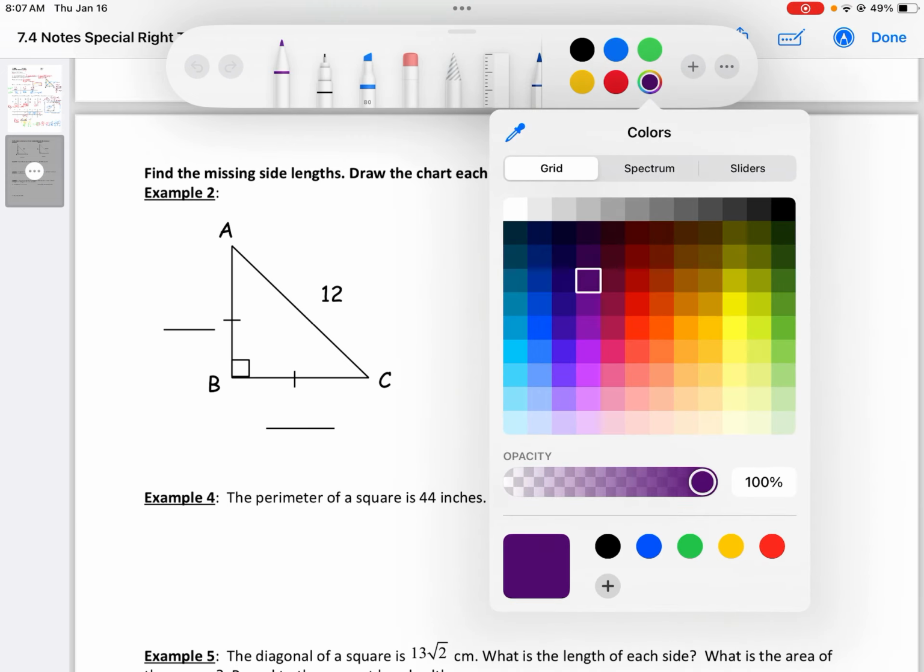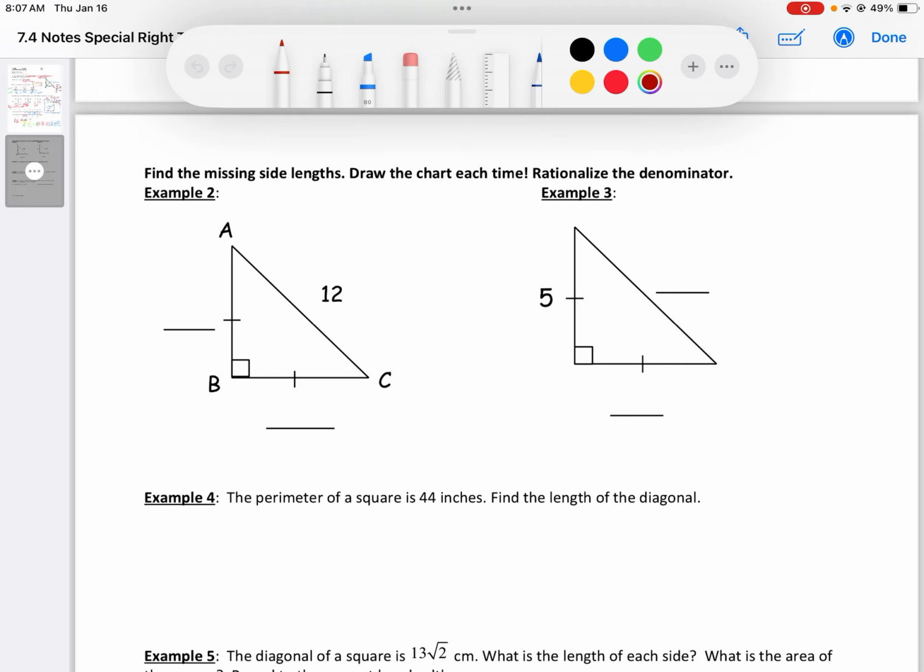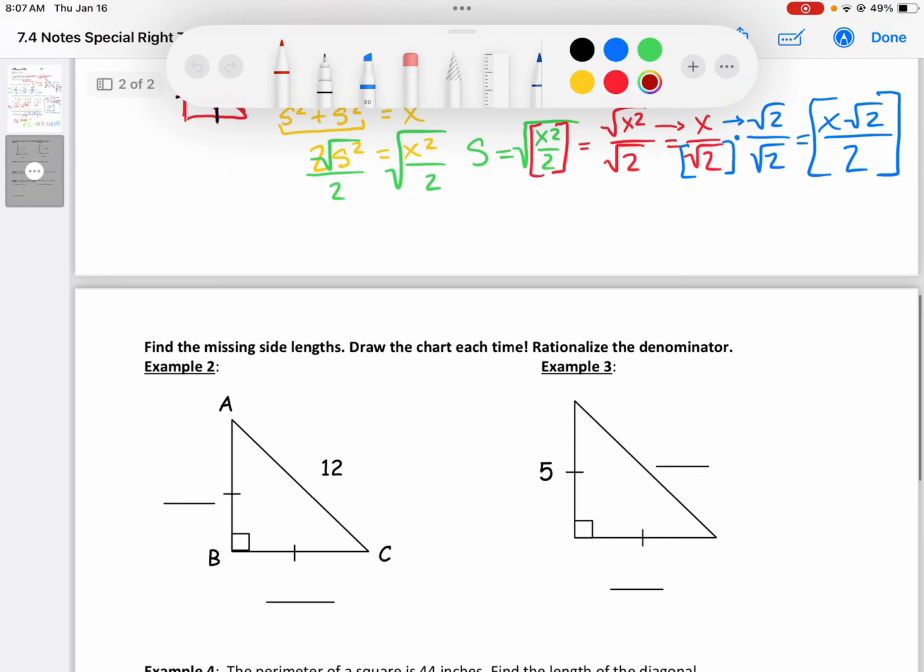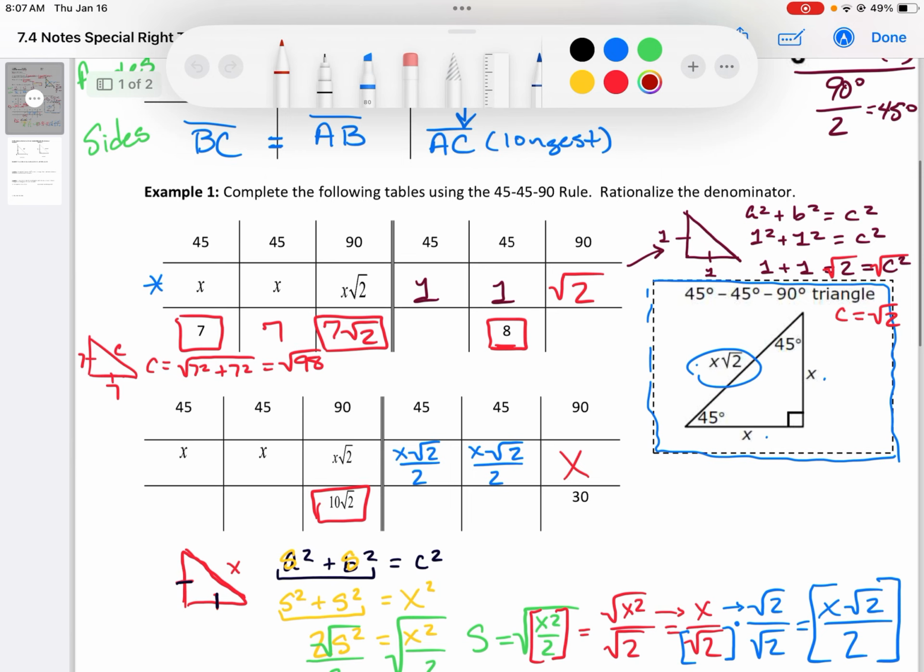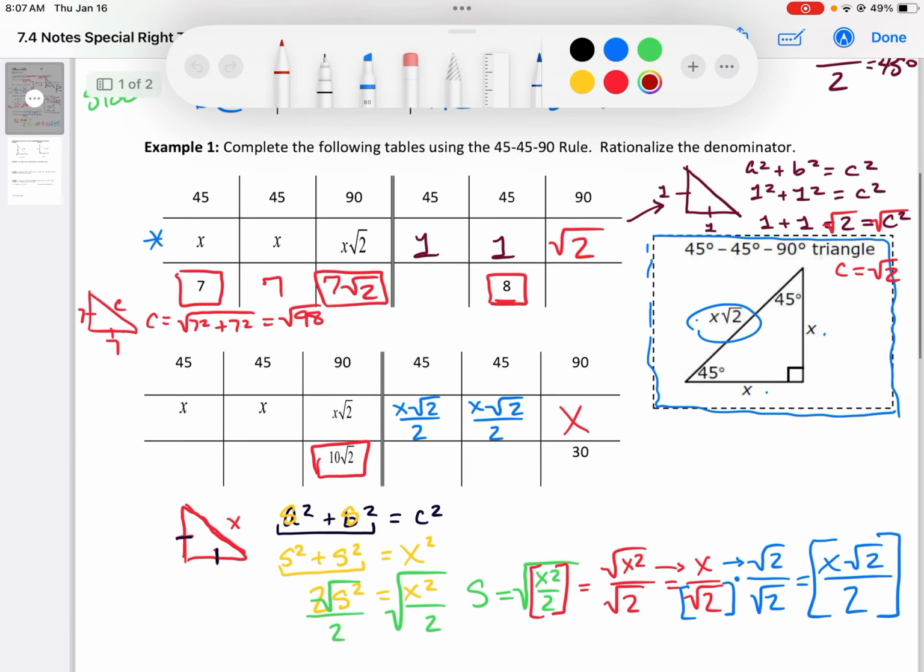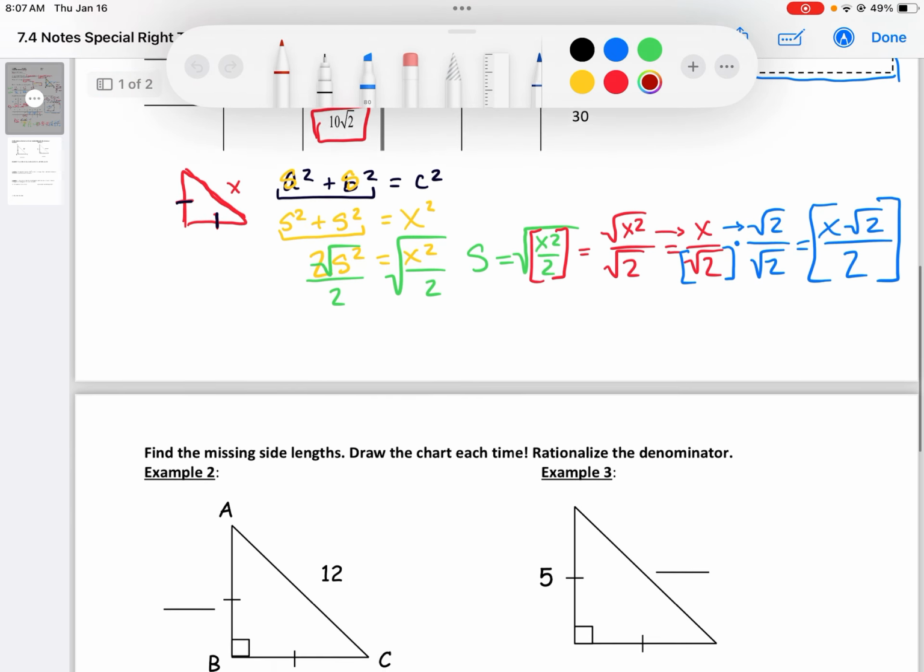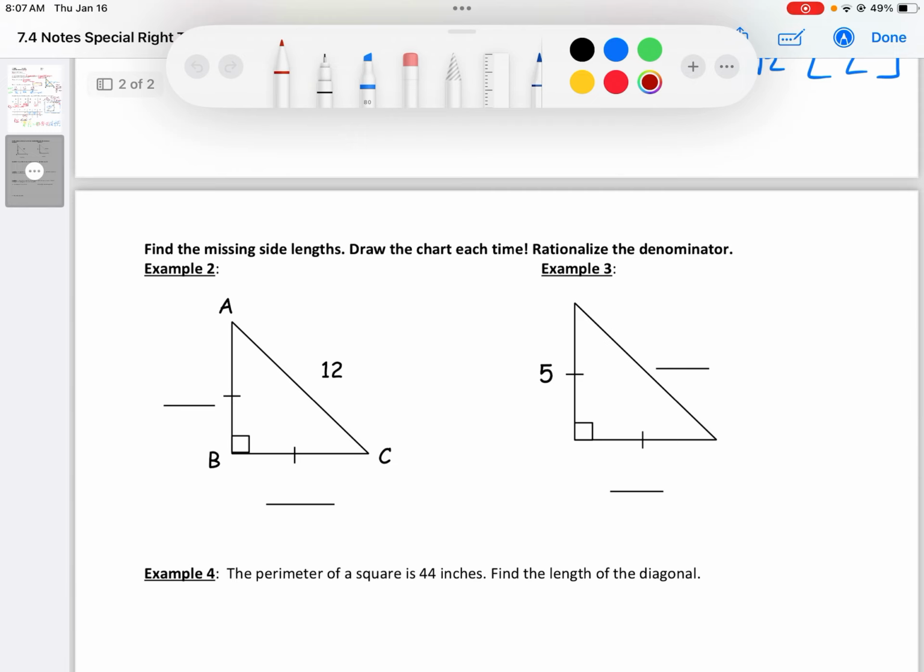And we are, in this part, working on the back of the notes. So in these two examples, we have two triangles, and we are trying to find the missing sides. It says to draw a chart each time, rationalize the denominator. So when it says draw the chart, it's talking about this kind of chart right here that we were doing up in example 1.